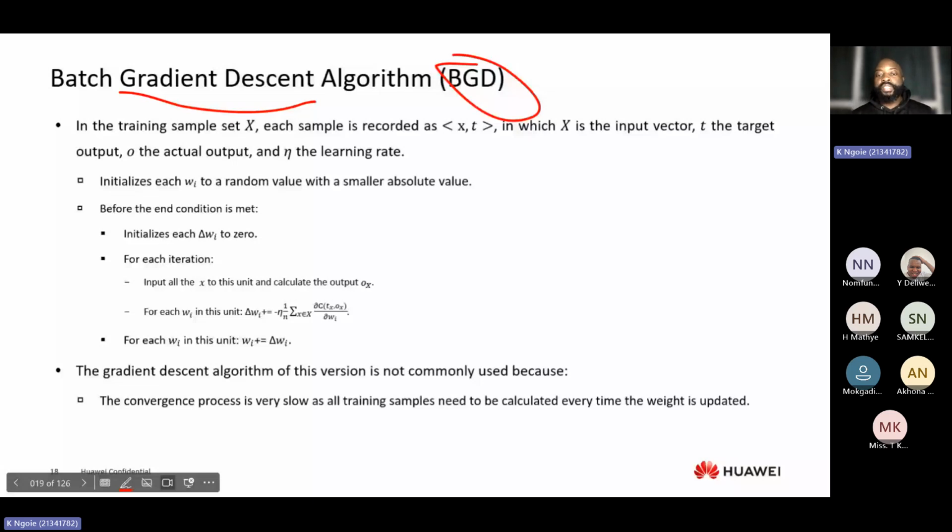All right. So the difference is just in the word itself. So the batch gradient descent, remember, this method is all about letting the machine keep changing the weight. So we're going to initialize the weight, and we keep changing the weight until we reach a certain accuracy of the model. So with the batch gradient descent, if you have, say, 5,000 samples, each sample will be recorded as X and T.